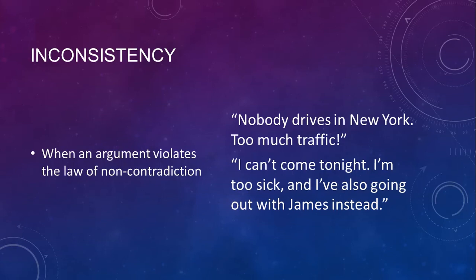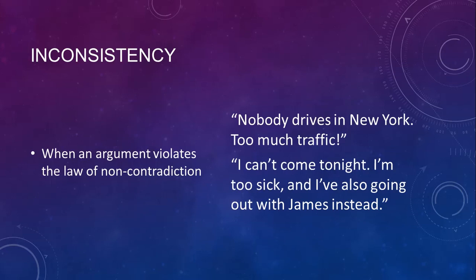Good. Okay, so here's an easy one. Inconsistency. When an argument violates the law of non-contradiction, we just say things that cannot be true at the same time. Nobody drives in New York. There's too much traffic. Those two things can't both be true. Clearly, there are lots of people driving in New York.